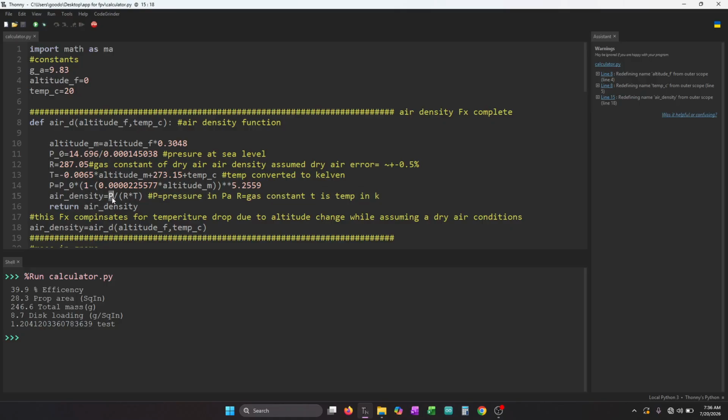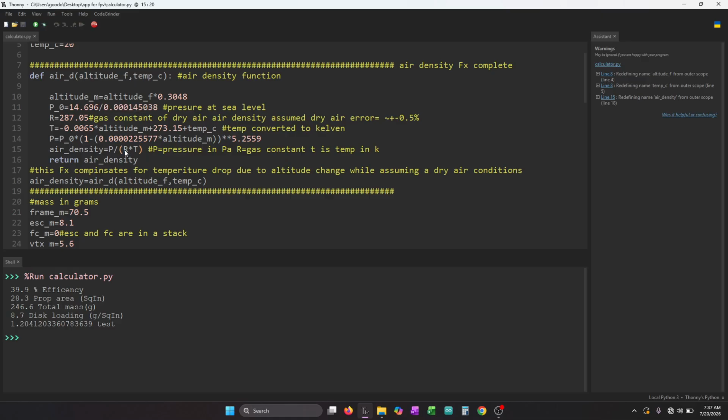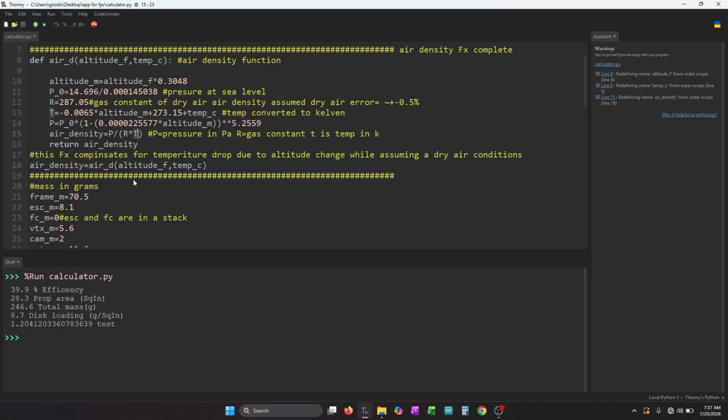But the pressure has to be in pascals. So that's what this is. This is a conversion factor to pascals. And then the temperature has to be in Kelvin. That one tripped me up at first. I first put it in and I was super confused why my value was what it was. So after I fixed that, much better.